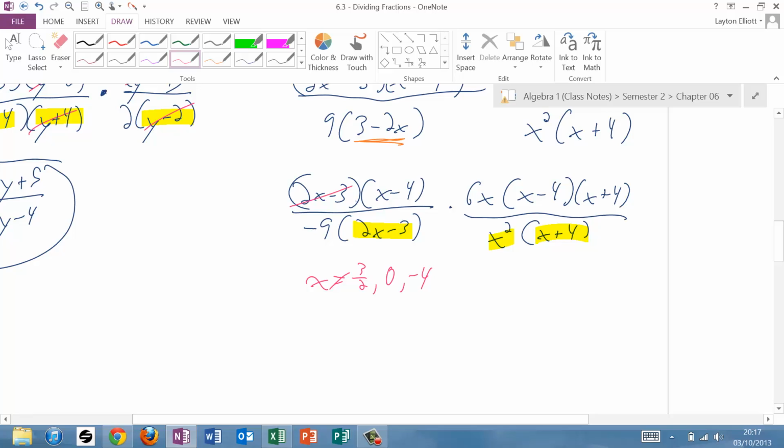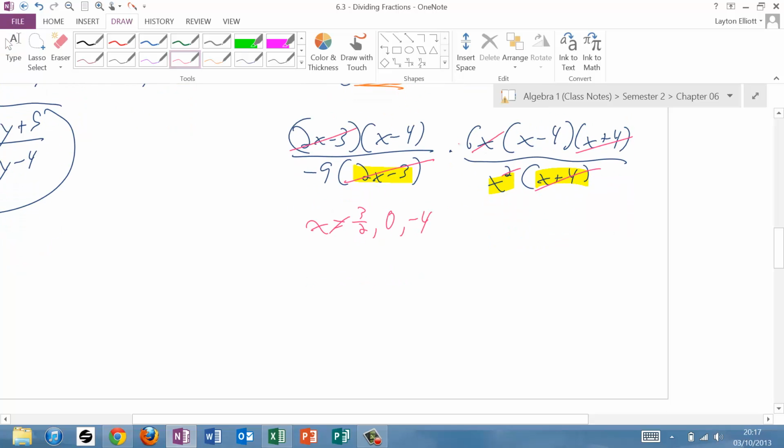Cancel identical factors. The 2x minus 3's go, the x plus 4's go, and an x goes with one of the x from the x squared. We also have a 6 and a 9 that becomes a 2 and a 3. We still have a negative 1 down there. So let's look at the numerator and group what we have. We have a 2, x minus 4 and x minus 4 makes it x minus 4 squared over negative 3, and then all I'm left with is an x. So that's an acceptable way to leave it.